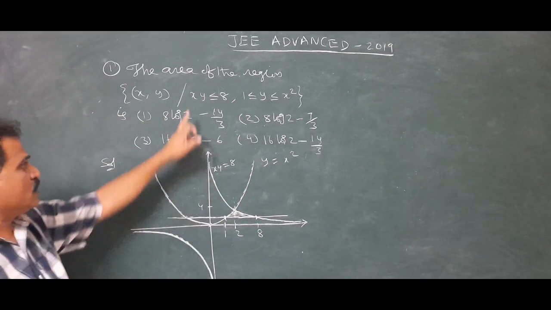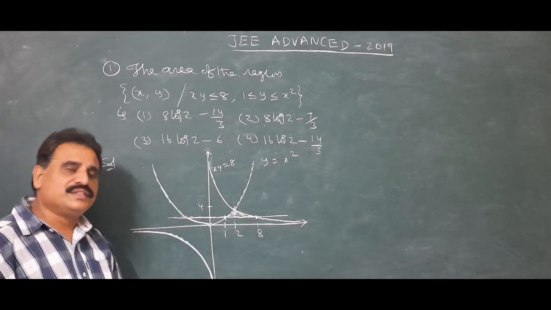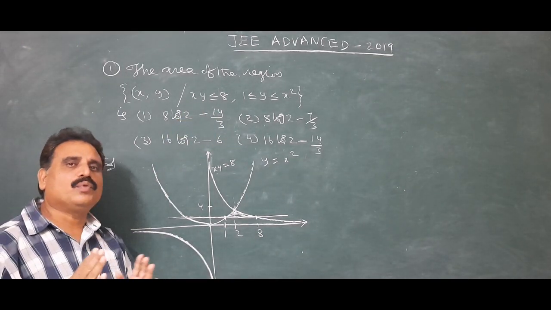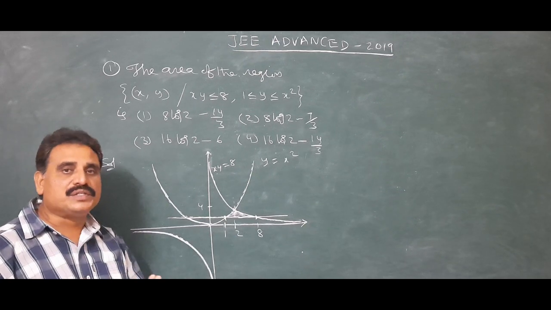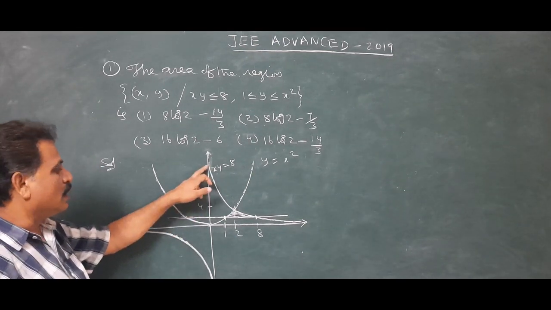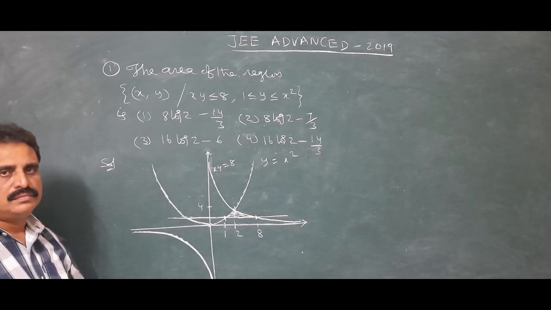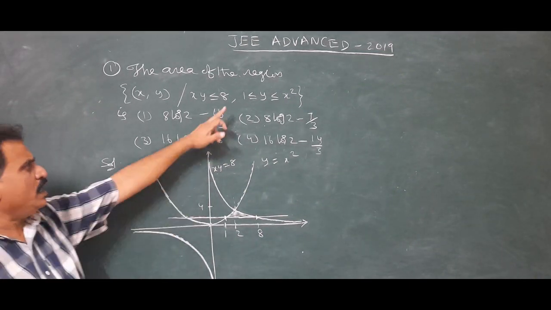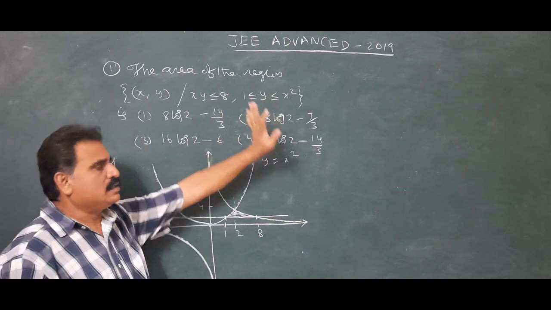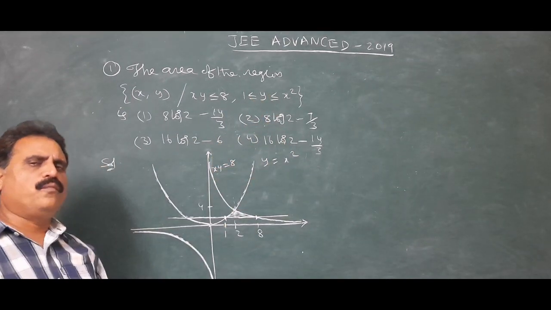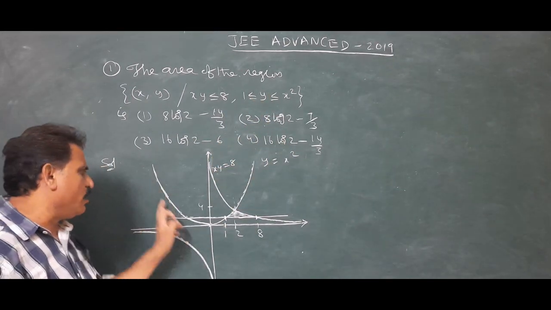Look here, xy ≤ 8. xy = 8 is a rectangular hyperbola that lies in the first quadrant and fourth quadrant like this. Next, y = x² is an upward parabola, x² = 4ay, like this.